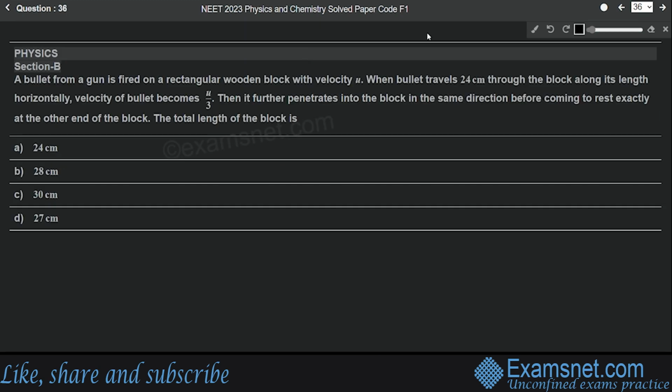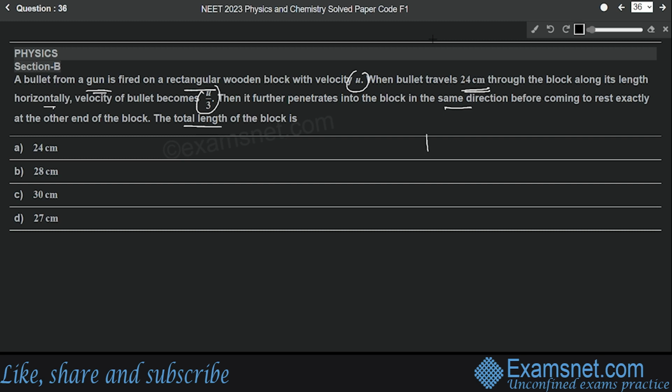Now we are starting section B of the physics paper, and the first question of this section is from the chapter Motion in a Straight Line. It says a bullet from a gun is fired on a rectangular wooden block with velocity u. When the bullet travels 24 cm through the block along its length horizontally, the velocity of the bullet becomes u by 3. Then it further penetrates into the block in the same direction before coming to rest exactly at the other end of the block. The total length of the block is?